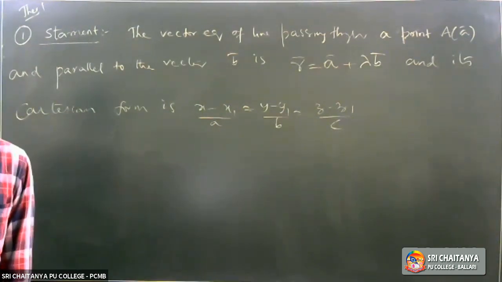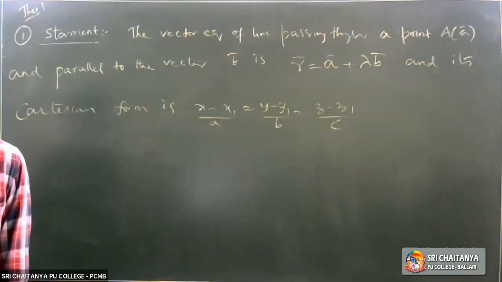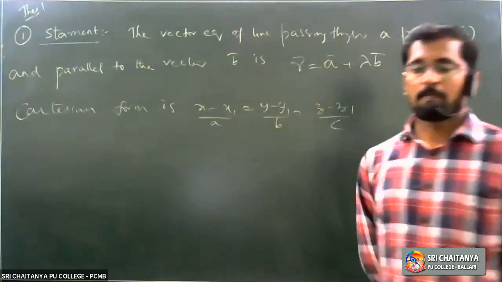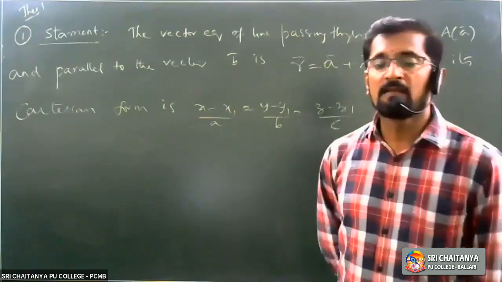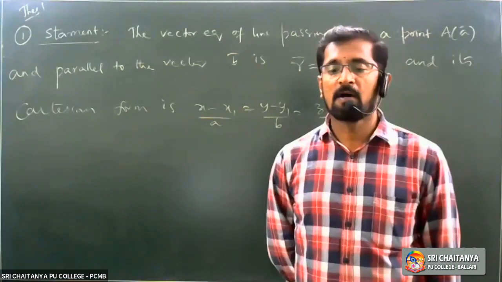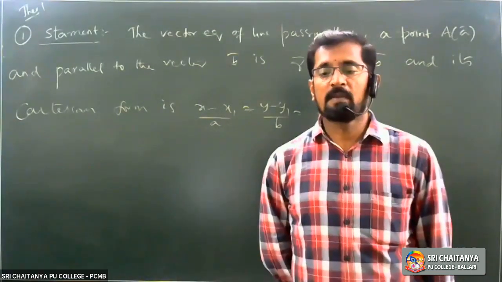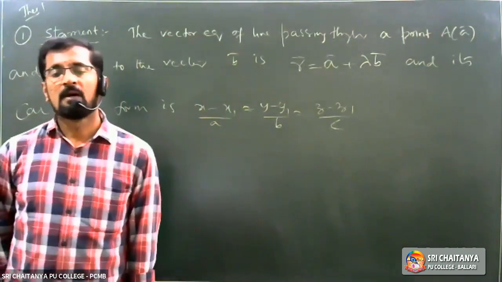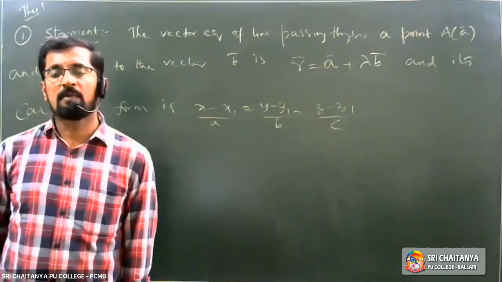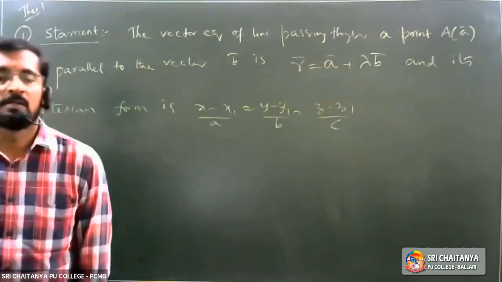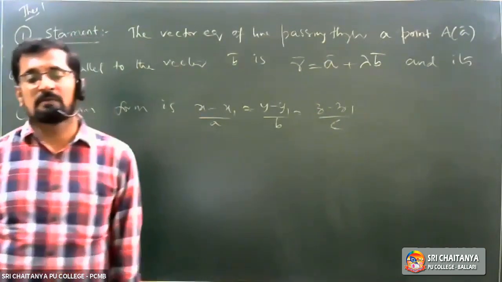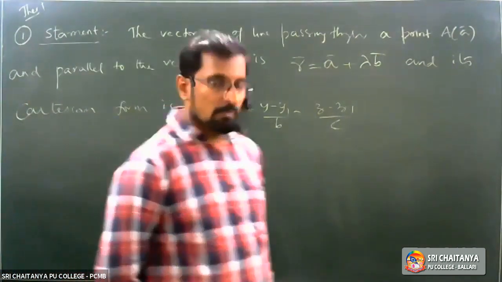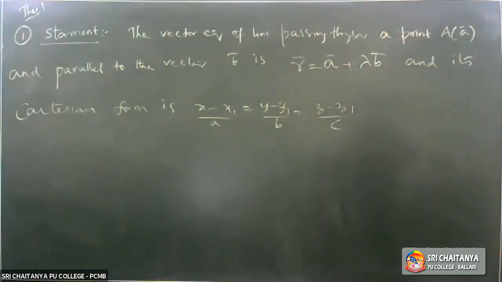That means based on this theorem. I am going to repeat the statement once again. You just observe whether you wrote it correctly or not. The vector equation of a line passing through a point A bar and parallel to the vector B bar is given by r bar = a bar + lambda b bar, and its Cartesian form is (x - x1)/a = (y - y1)/b = (z - z1)/c. I am going to prove this one now. You just copy the statement.